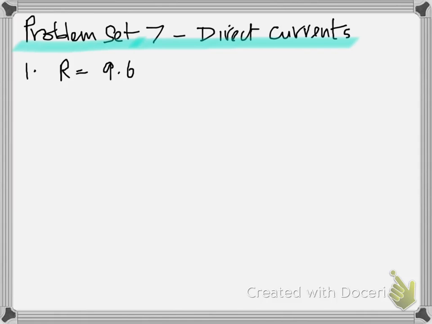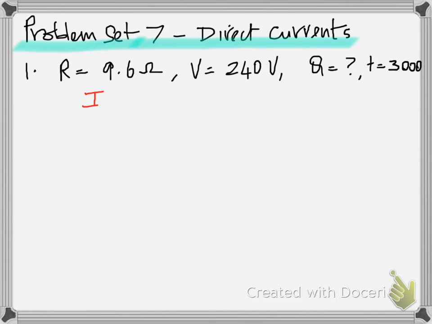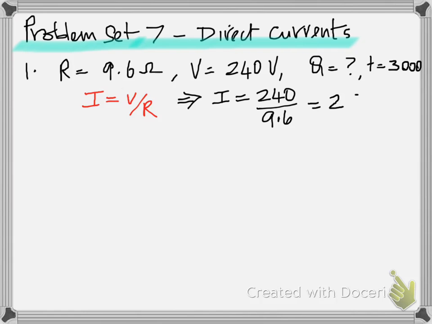Yeah. Alright, problem 1. The resistance is given as 9.6 ohms. The voltage is 240 volts. You're asked to find the charge, isn't it? Passing in 50 minutes, you know, cannot be in minutes. It has to be changed into seconds. That's 3,000 seconds. According to Ohm's law, current is voltage by resistance. I is 240 divided by 9.6, which gives you 25 amps. That's the current.